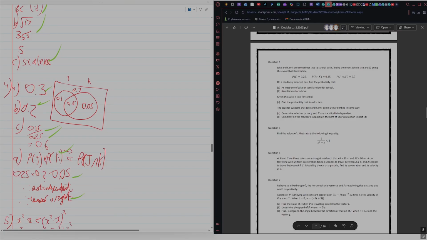Next question, we have some probability. This is relatively easy because you can find literally the entire Venn diagram instantly. So you just get the probabilities, do the probability thing, and then you just say that they're not independent. Therefore, the teacher's suspicion is correct, or something like that.